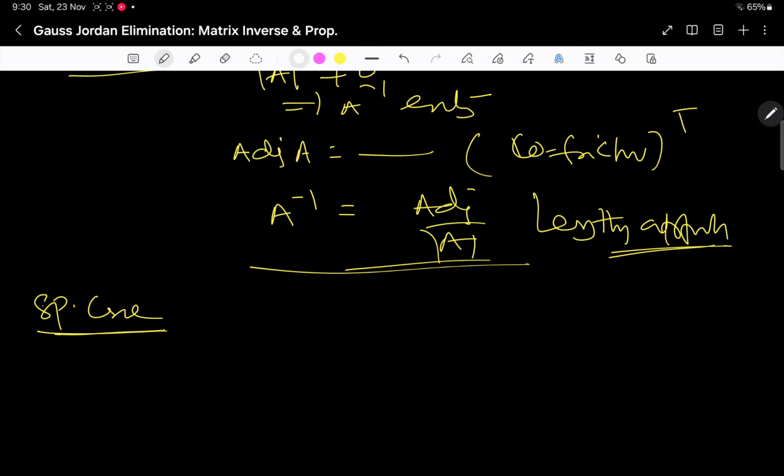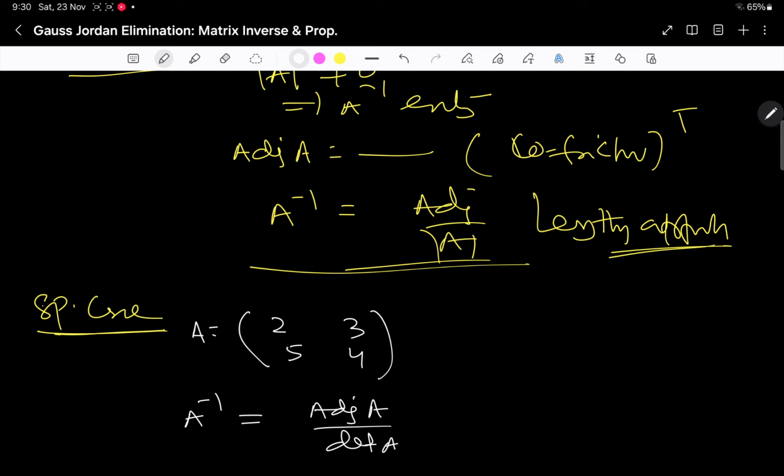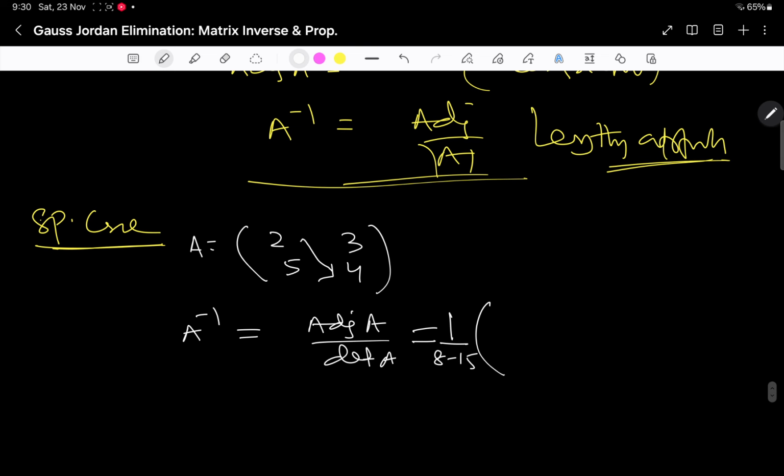But in small cases, suppose it is a 2 cross 2 matrix, a special case, and you are given A as 2 3 5 4 and are asked to find the inverse of the matrix. What is A inverse? It is adjoint of A by determinant of A. So what is the determinant of A here? It will be 4 times 2 is 8, minus 15, so this is my determinant of A.